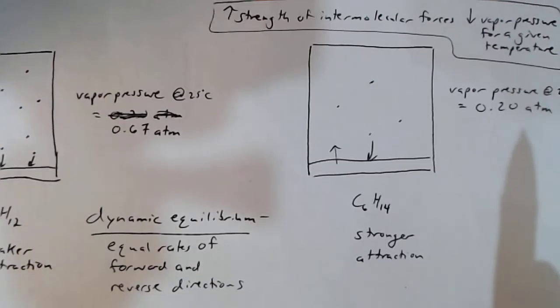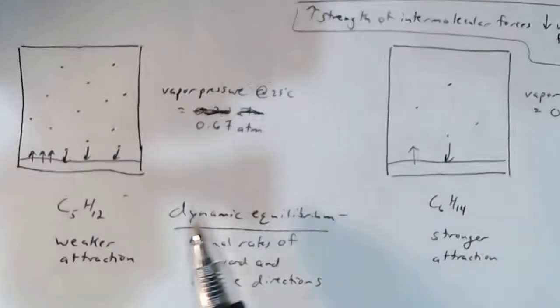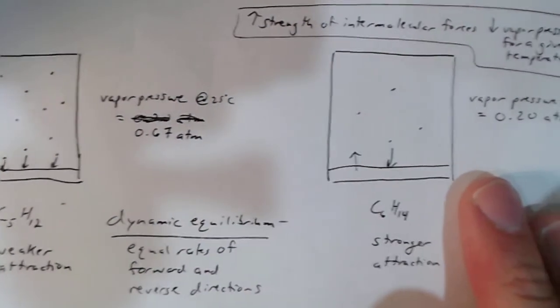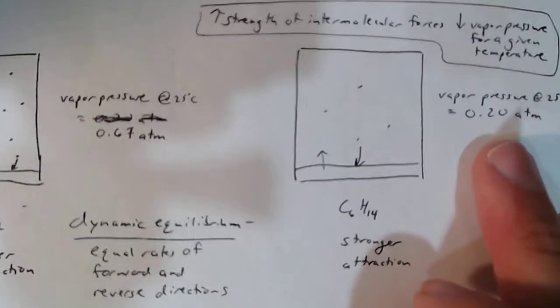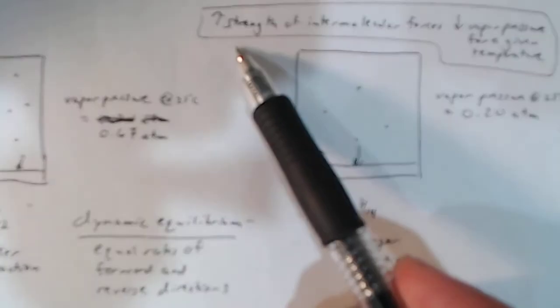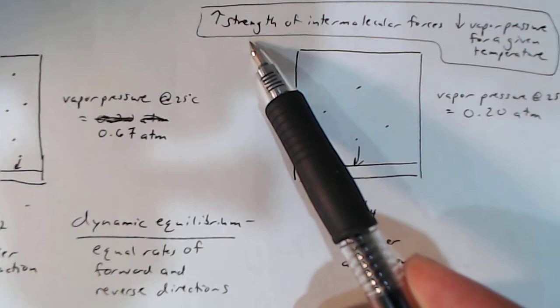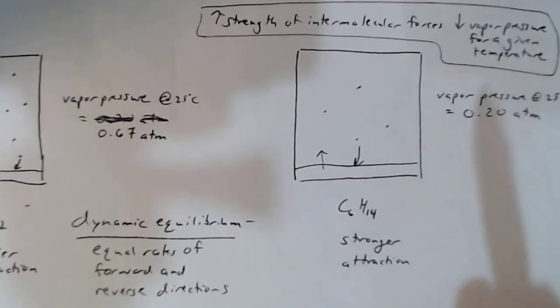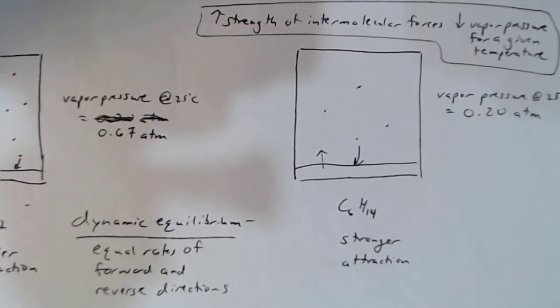And so we can see that for this pentane, which had a weaker attraction, there was a higher vapor pressure. And then for the hexane, which had a stronger attraction, there was a lower vapor pressure. As the strength of intermolecular forces increases, the vapor pressure for a given temperature will decrease. There's lower vapor pressure for particles that have stronger attractions.